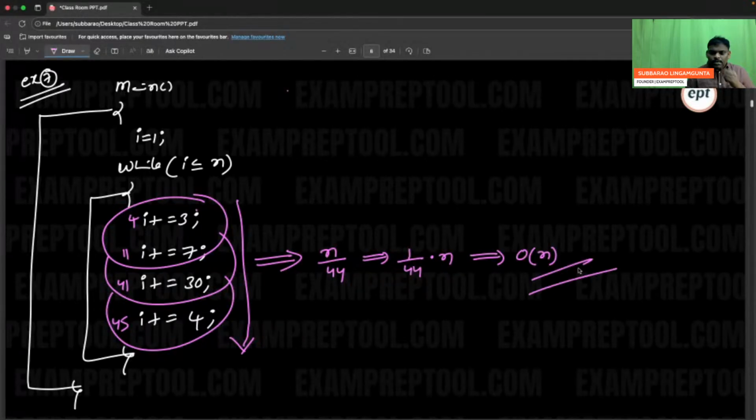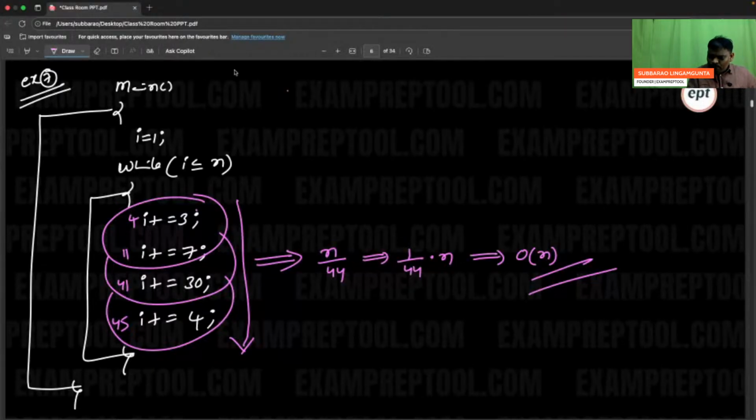So the answer is n by 44, true. 1 by 44 is a constant, so big O of n, omega of n, theta of n, whatever you feel, you can write. Plus 1, minus 1, don't worry. If you want, I will give the proof also.